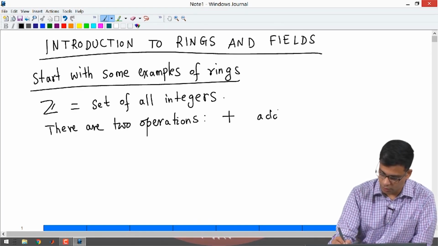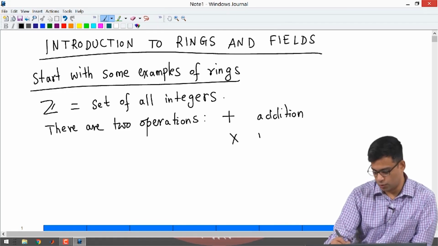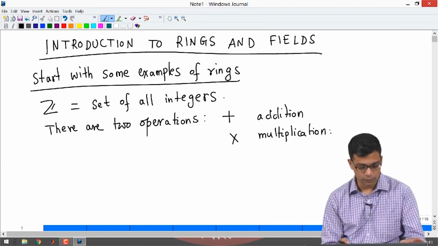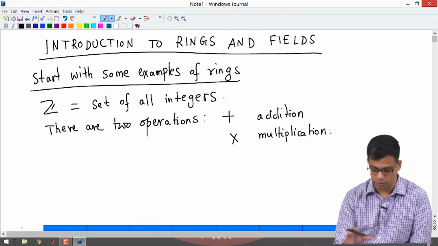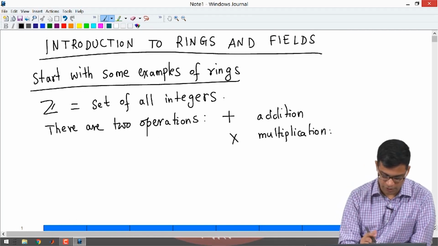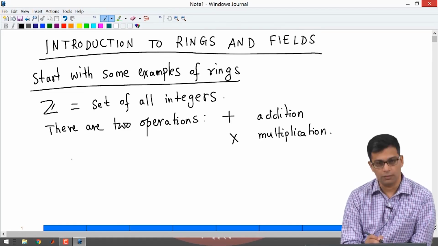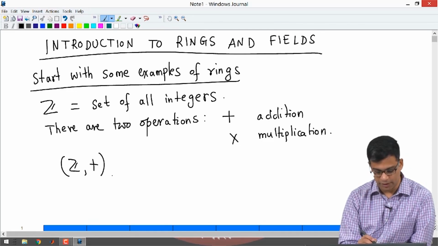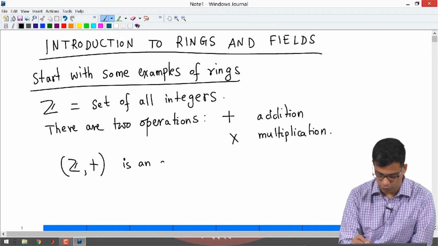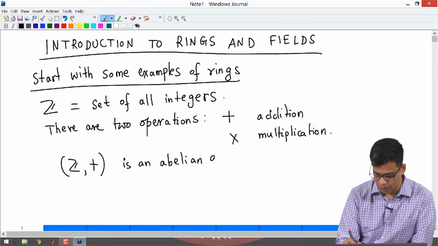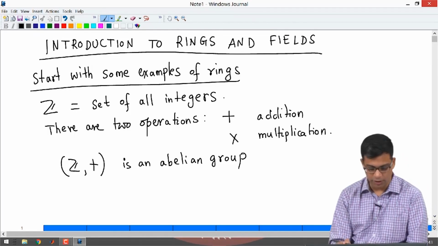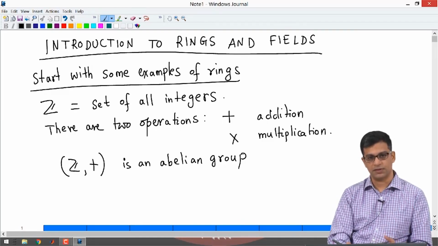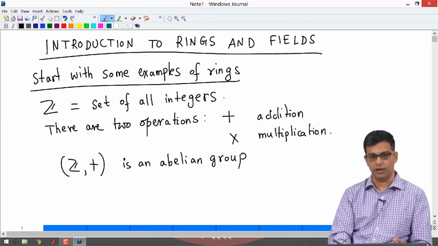So plus is the addition of integers, and let us denote multiplication by star, cross. So multiplication is the usual multiplication of integers. So with respect to these two, what are the properties of Z? So (Z, +), that means the set of integers with addition, is an abelian group. Okay. So this is something that you would have seen in a course on group theory, meaning this operation is closed on the set of integers, meaning you add two integers you get another integer. There is an identity element, namely 0.